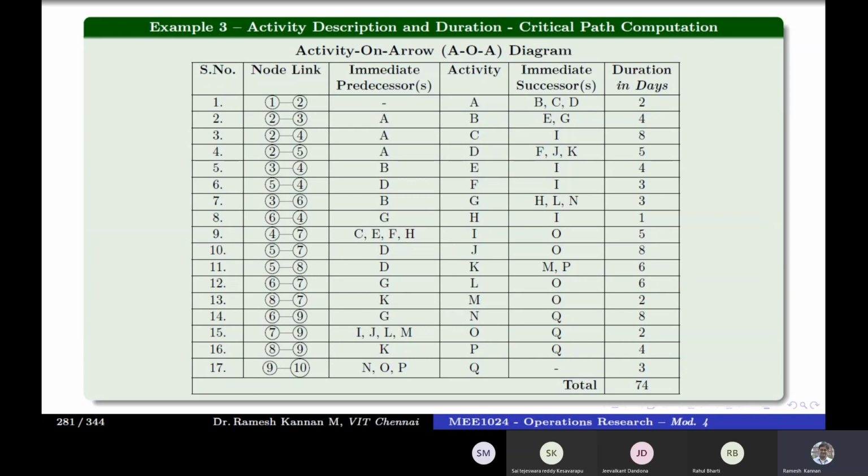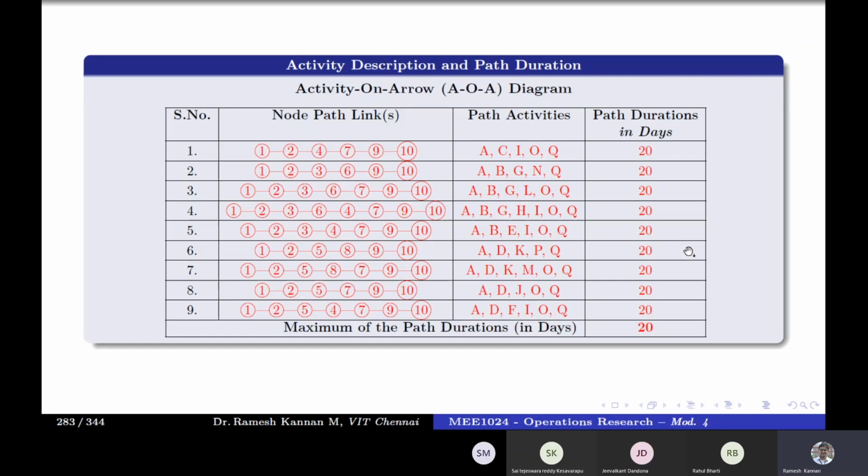In one of the presentations I gave to other colleges in VIT, I even got a standing ovation for this. One MTech student asked a very important question: can we have all the paths be critical? The answer is fairly simple, because I just made all the paths critical.